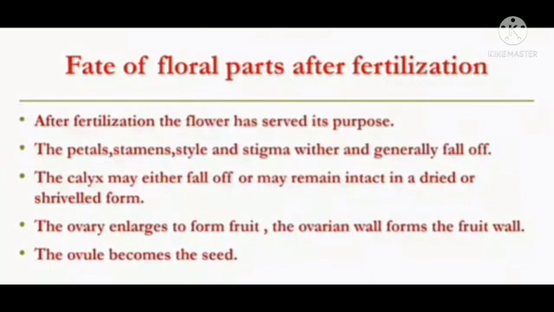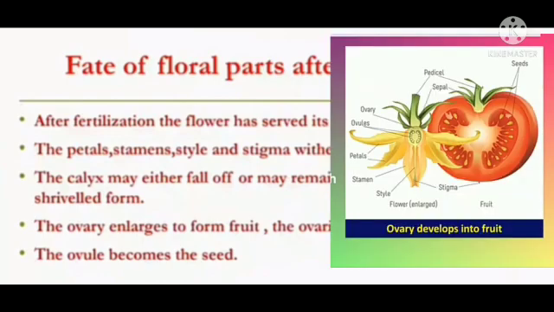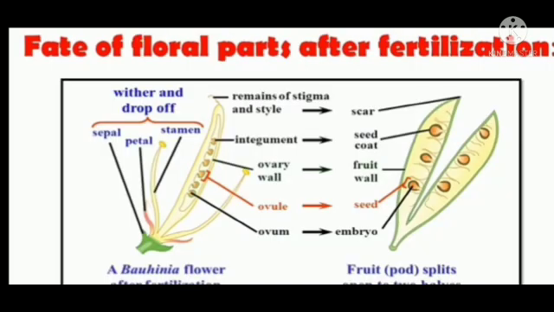Actually, the petals, stamens, style and stigma wither and generally fall off, while the calyx may either fall off or may remain intact in a dried or shriveled form. I think all of you have seen the brinjal and tomato, in which the calyx persists with the fruit, right? And the ovary enlarges to form fruit, while the ovarian wall forms the fruit wall and the ovules become the seed. The funiculus forms the stalk of the seed, while the outer integument forms the outer layer of the seed coat, that is, the testa.